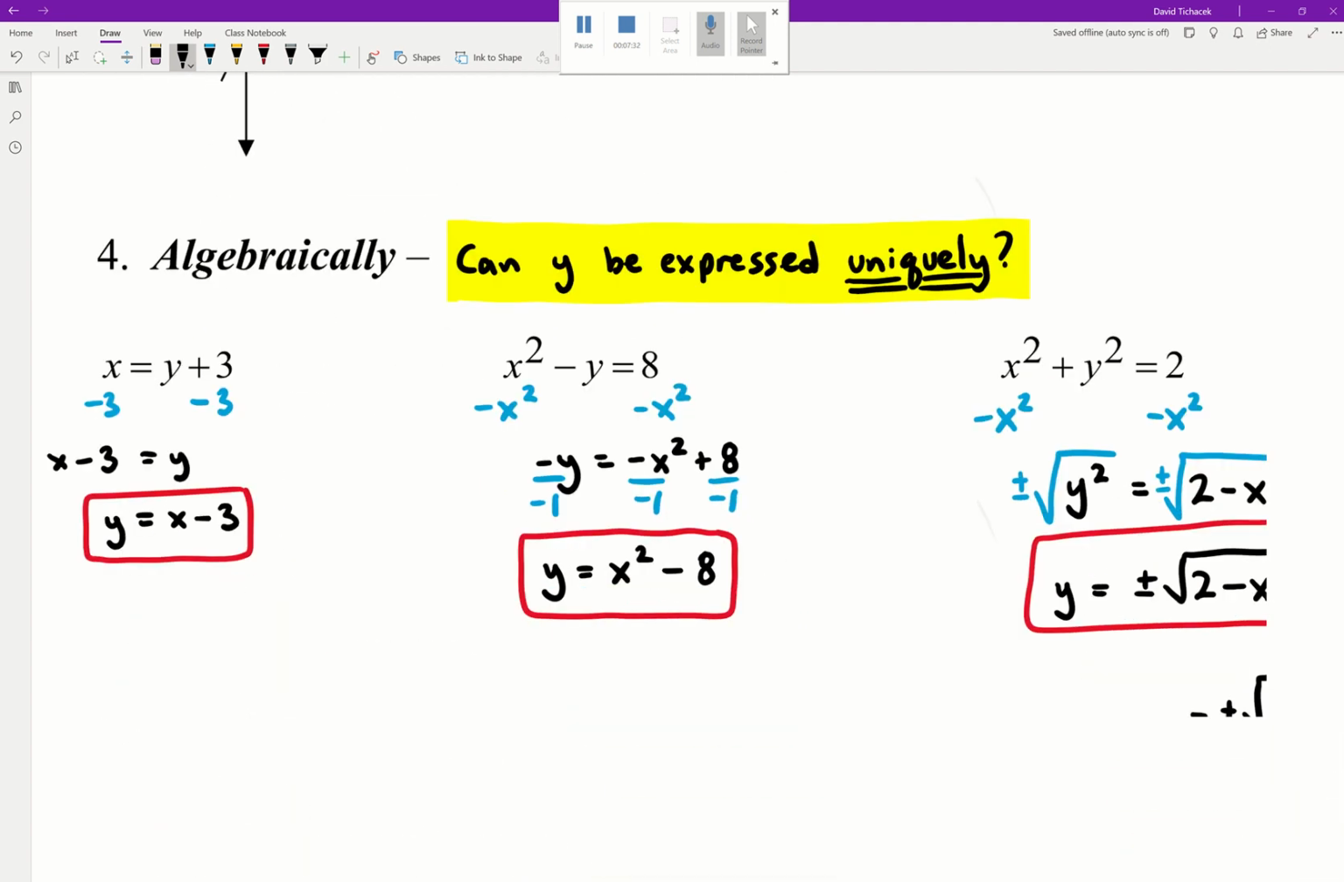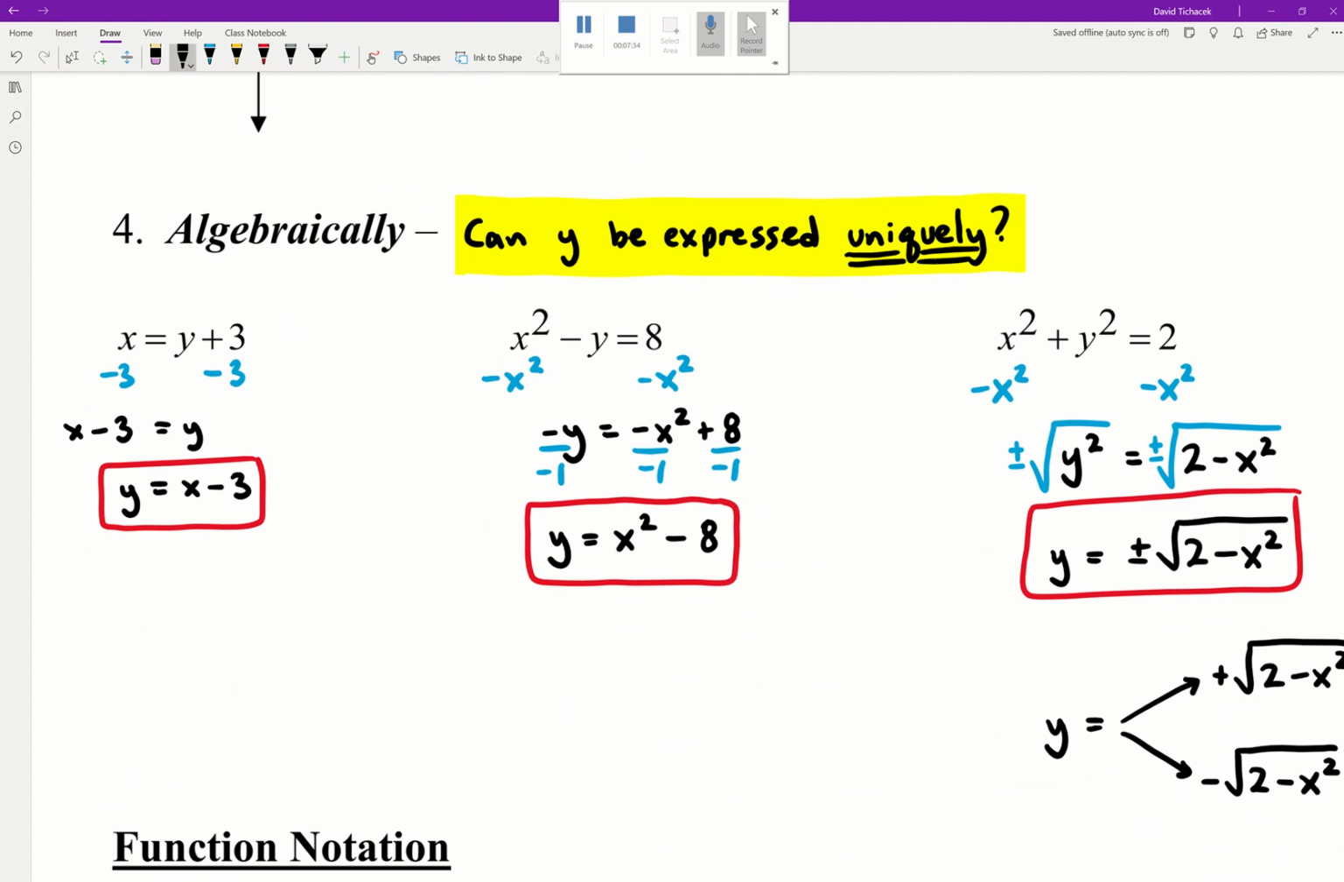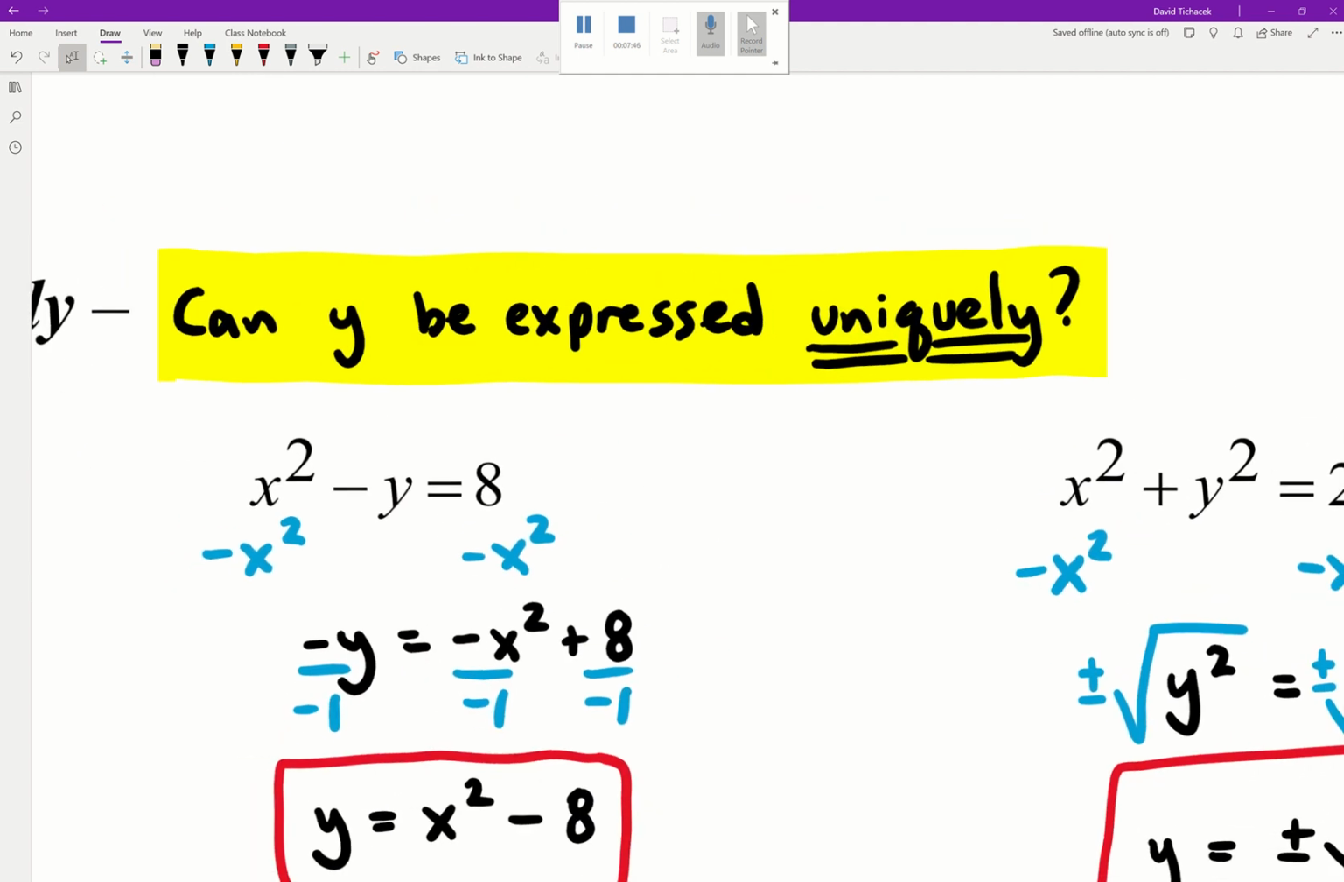Okay, and one of the more confusing ones, or one of the ones that we need to prepare you for, is algebraically. You notice that I've already done some work here to save some time in the video. But if I give you an equation that relates x and y, your input and your output, the question is this: can y, which remember represents your output, can the output be expressed uniquely in terms of the input, or in terms of x?